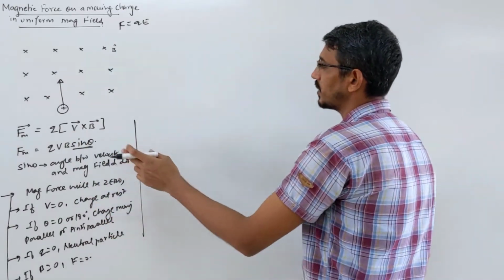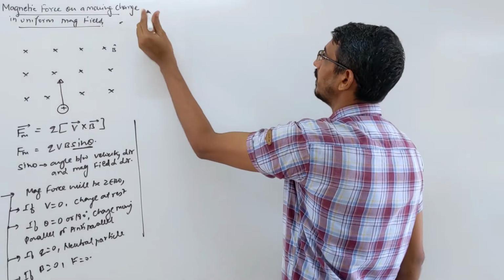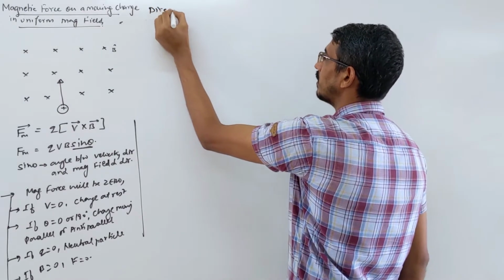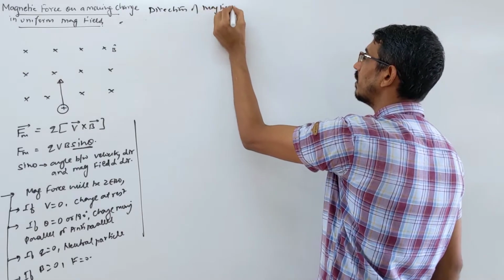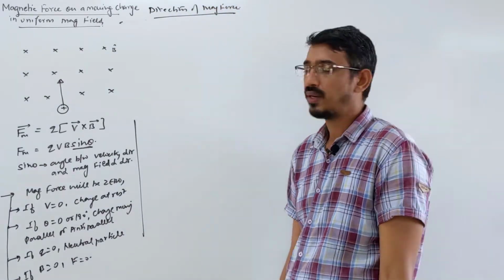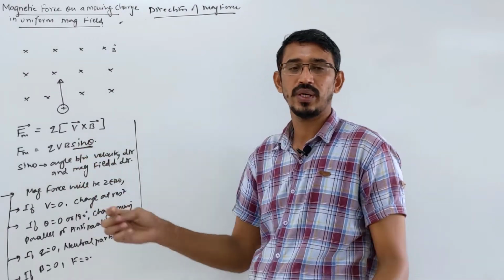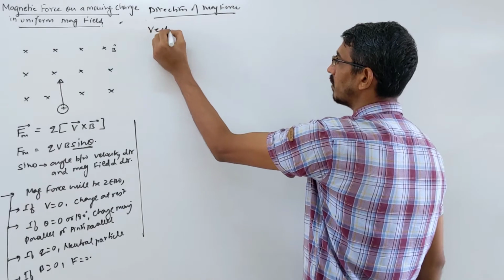Let me talk first about the question of how to find the direction of the magnetic force. I am writing here, direction of magnetic force on a charge. There are two ways you can tell: directly by the vector rule, or we also have a hand rule. So let's talk about the vector rule first.